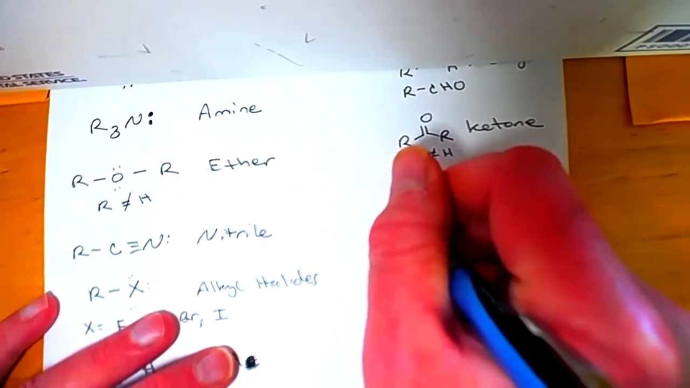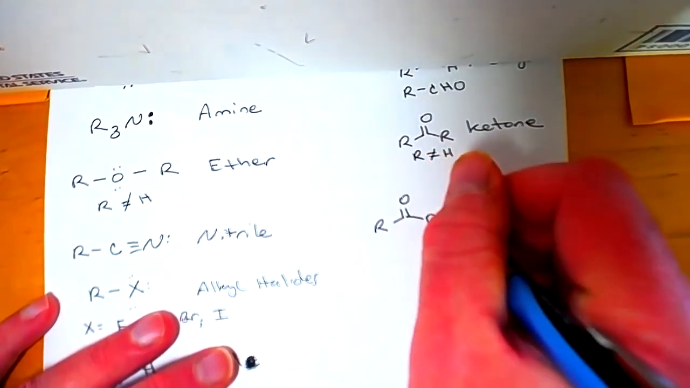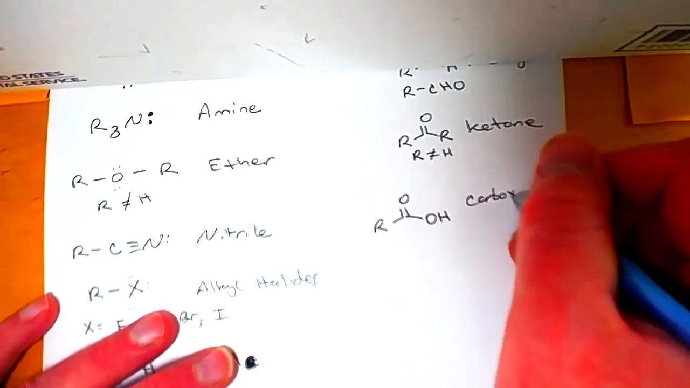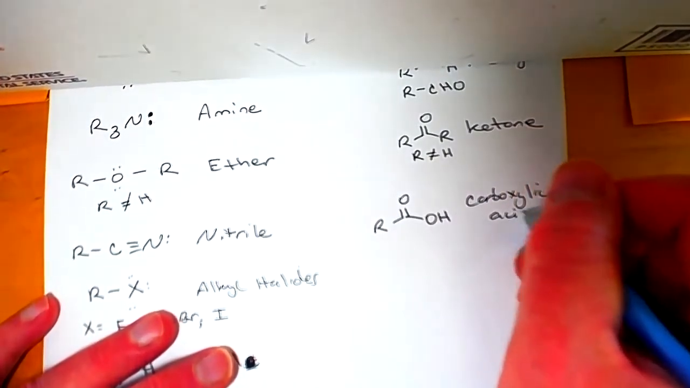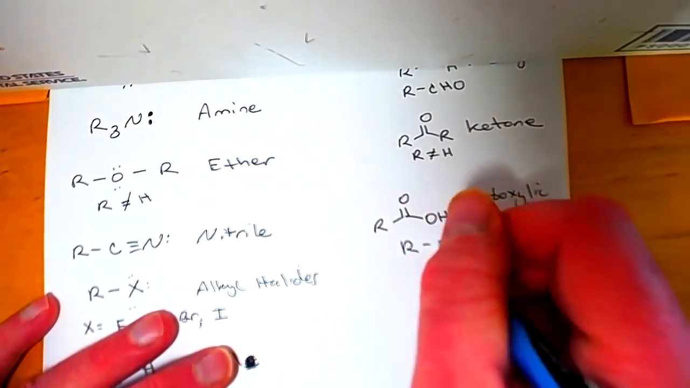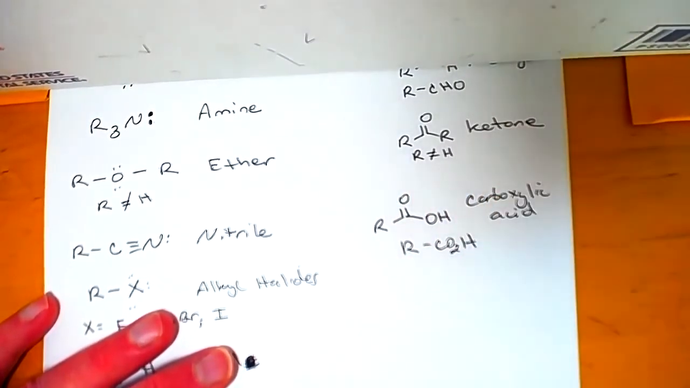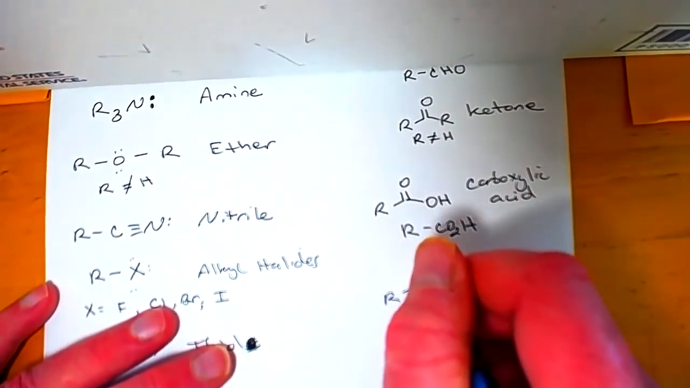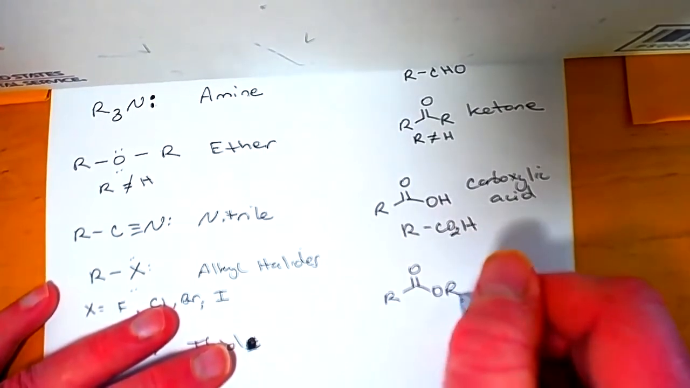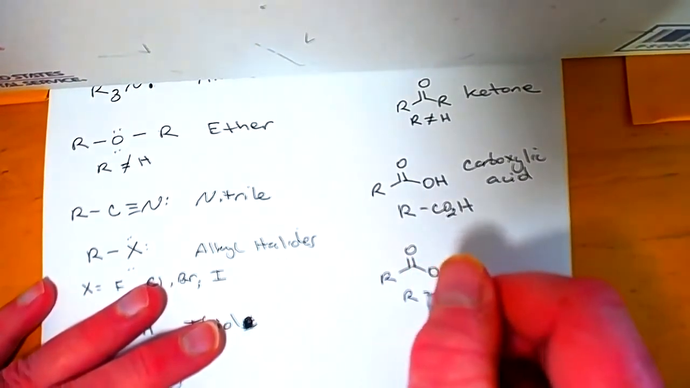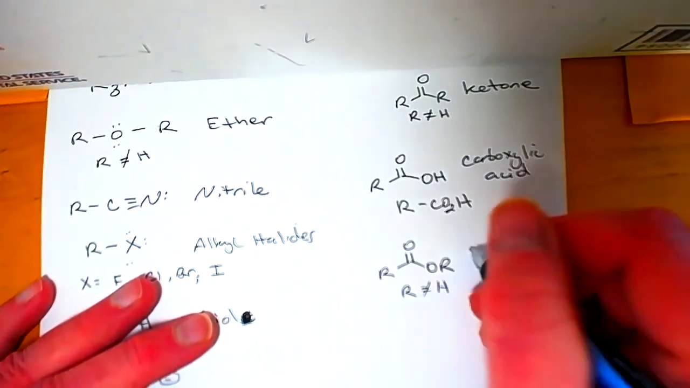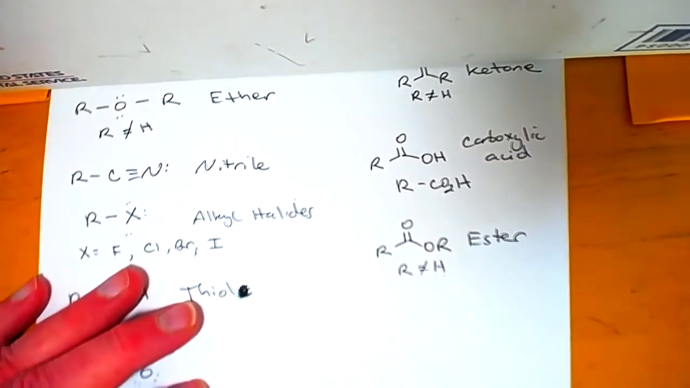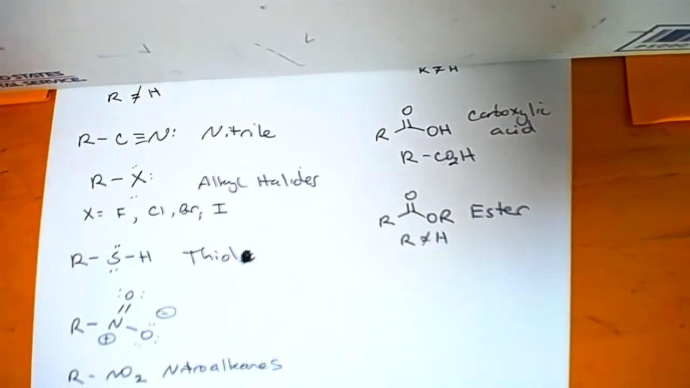If you have a carbonyl and it's bonded to an oxygen and a hydrogen, this is referred to as a carboxylic acid. And I've already mentioned its abbreviation, which is CO2H. Then if you have one where you have an oxygen, but it's bonded to another R group, and again, here R is not equal to hydrogen in this case, these are referred to as esters, ester, E-S-T-E-R.